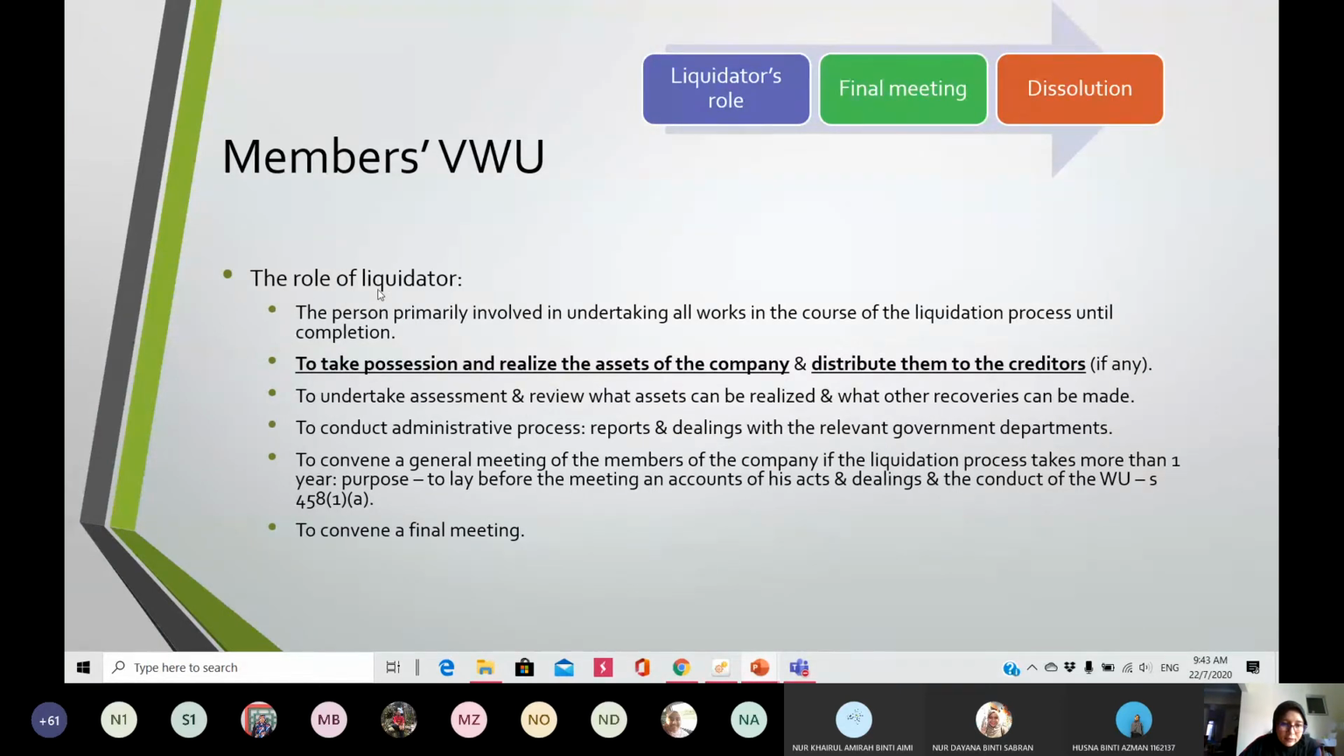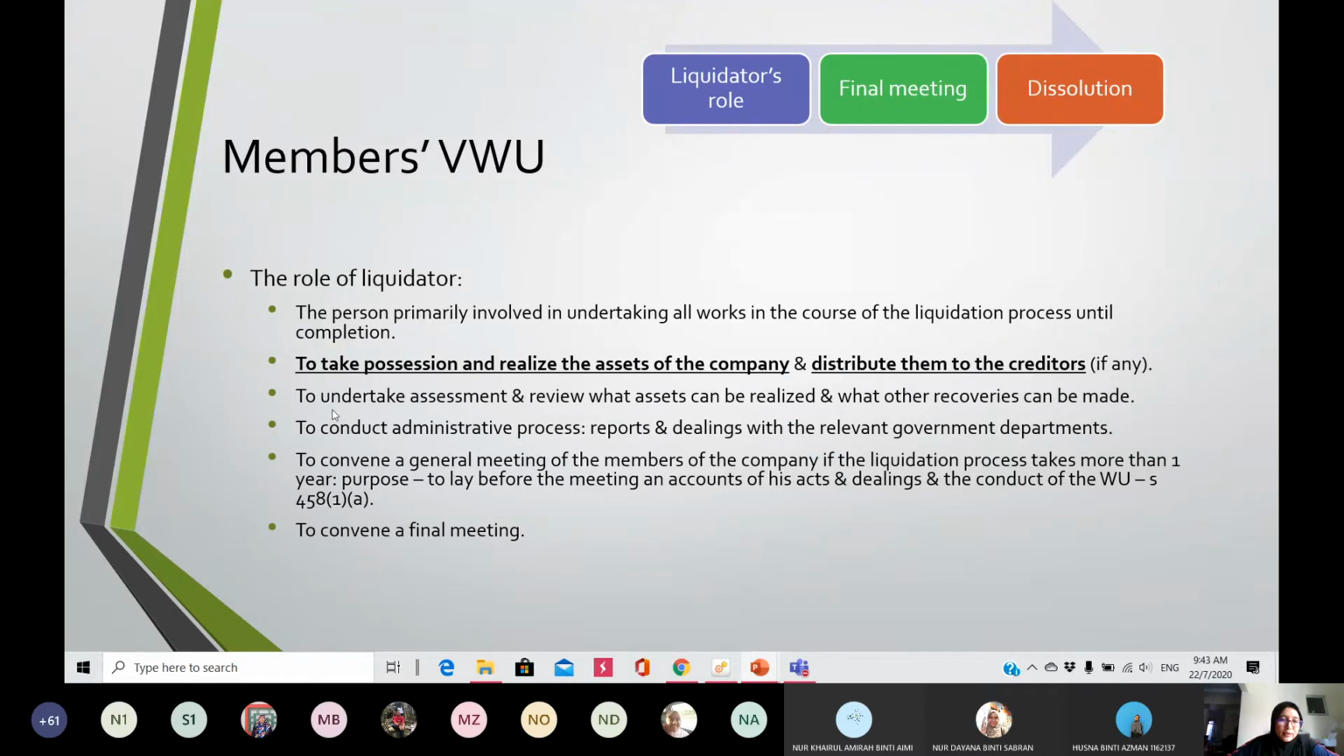Okay, the liquidator will take possession, same as bankruptcy, the DJI takes possession and realizes the assets of the company and distributes them to the creditors. That is the aim of the process. The ultimate aim of the process is to pay back the creditors, and if there is a balance, it will be given back to the members of the company.